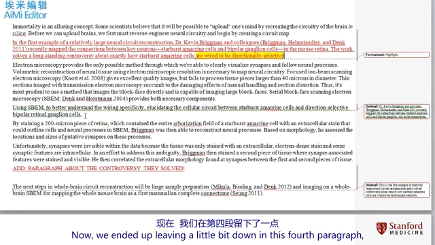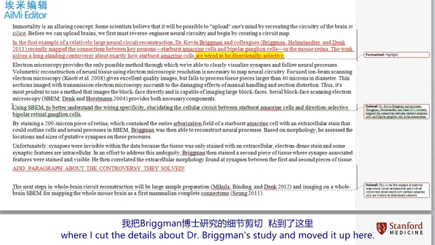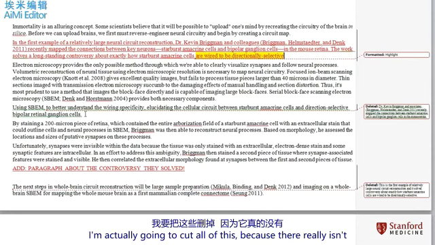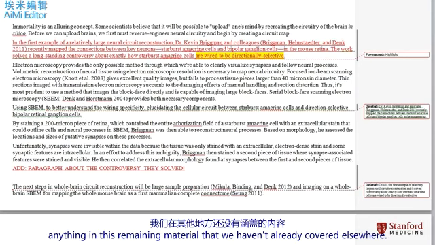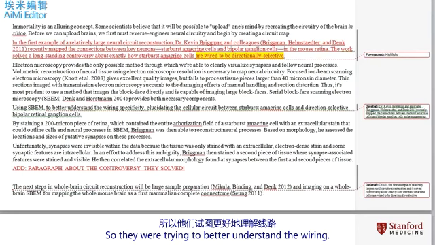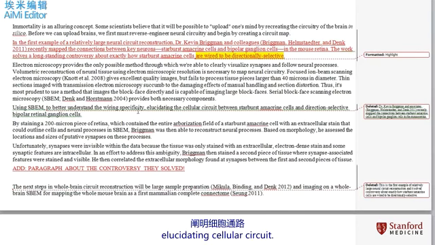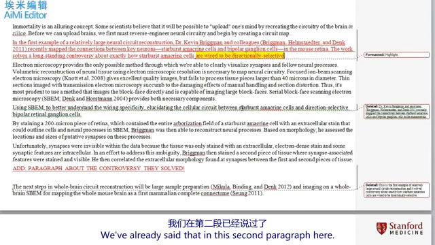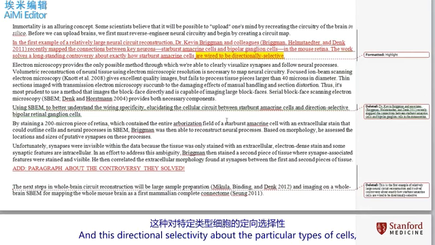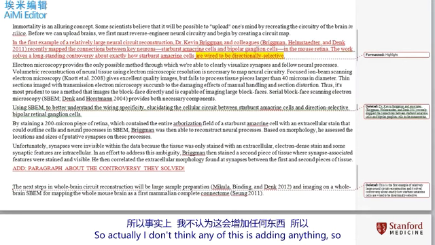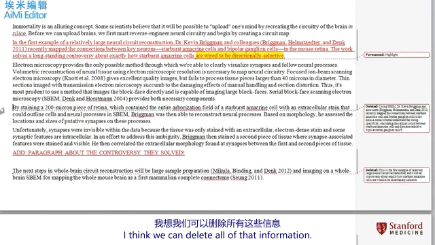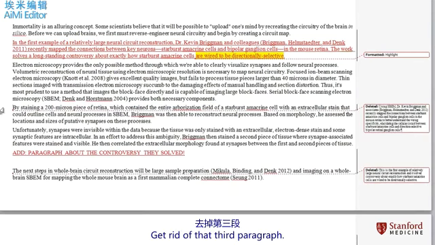Now, we ended up leaving a little bit down in this fourth paragraph where I had cut the details about Dr. Brigman's study and moved it up here. I'm actually going to cut all of this because there really isn't anything in this remaining material that we haven't already covered elsewhere. So, they were trying to better understand the wiring. Well, we've already said it's about mapping the circuits. So, elucidating cellular circuit. We've already said that in this second paragraph here. And this directional selectivity about the particular types of cells, that's already mentioned here. So, actually, I don't think any of this is adding anything. So, I think we can delete all of that information, get rid of that third paragraph.